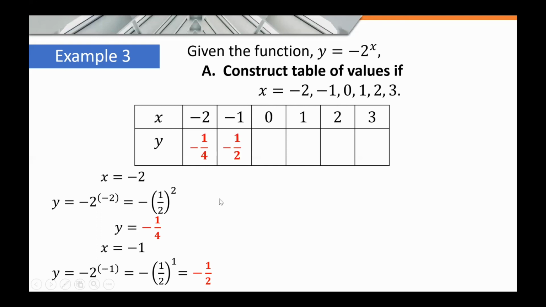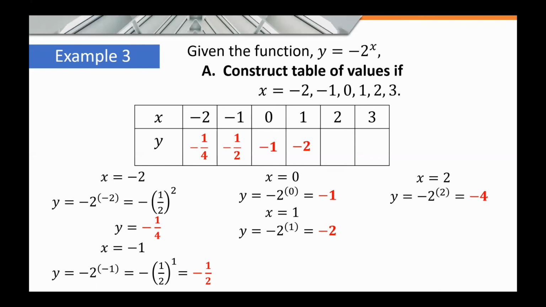So writing that on the table, we have -2, -1/4, and then the second point, -1, -1/2. If x is equal to 0, then substitute it to the given function, y is -1. If x is 1, then y is equal to -2. If x is equal to 2, then the value of y is -4. And then if x is equal to 3, then the value of y is -8. Now, the table of values is complete.